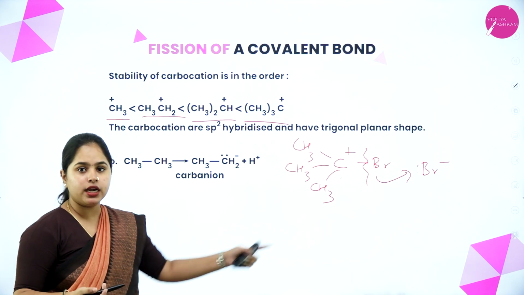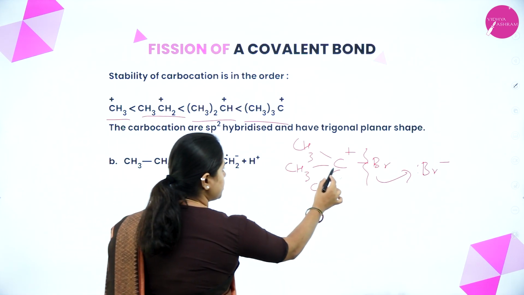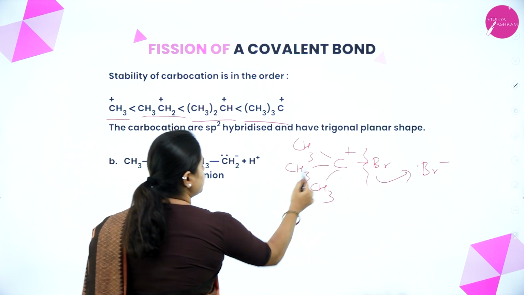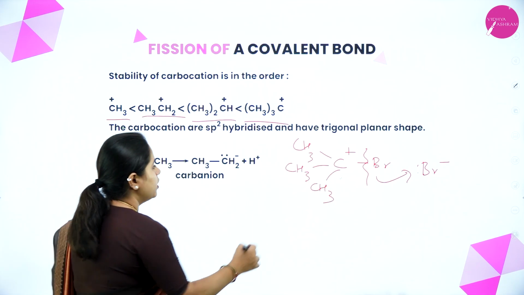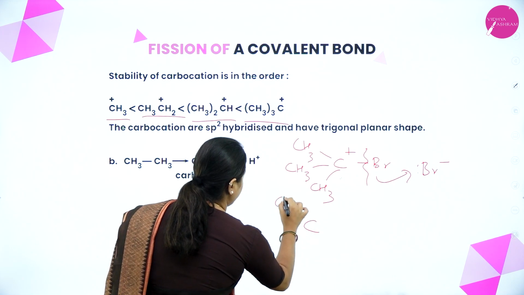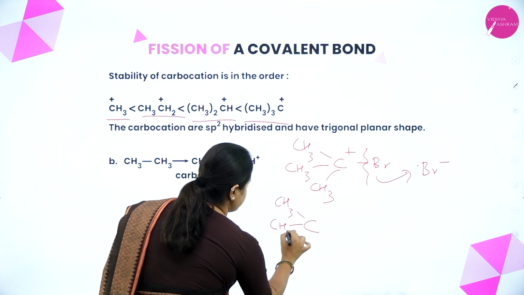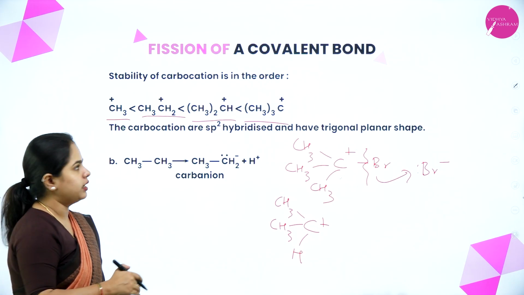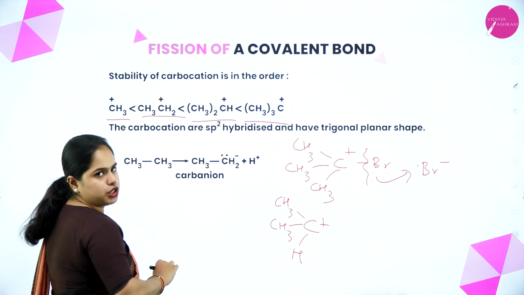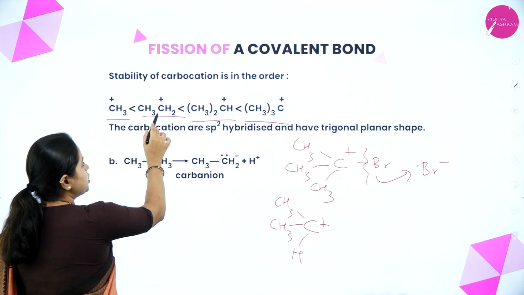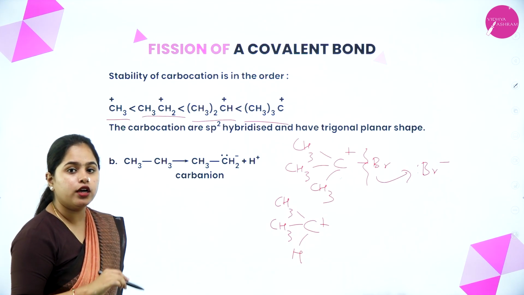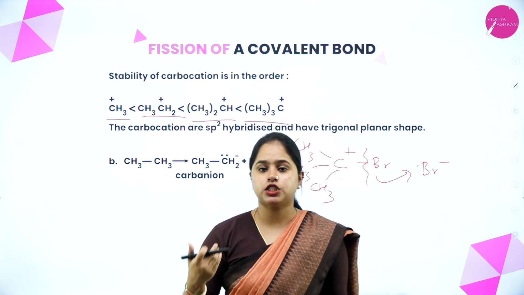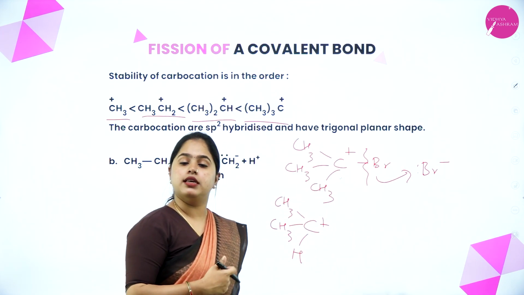Now the tertiary carbocation means the carbon atom which has the positive charge is further attached to 3 carbon atoms: 1, 2 and 3. So this is tertiary. Now what is a secondary carbocation? It is attached to 2 carbon atoms. That is secondary, that is CH3 twice CH plus. Now, what is primary? CH3 CH2 plus. So the order of stability is tertiary, then secondary, then primary. Tertiary has the highest stability.